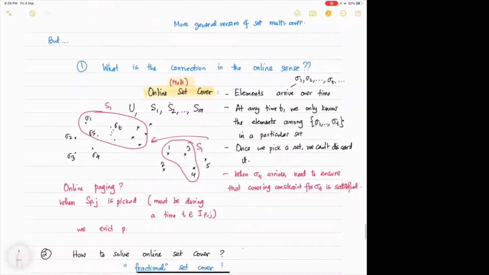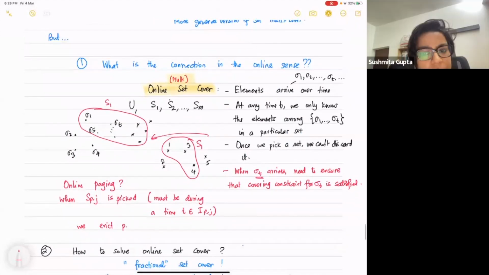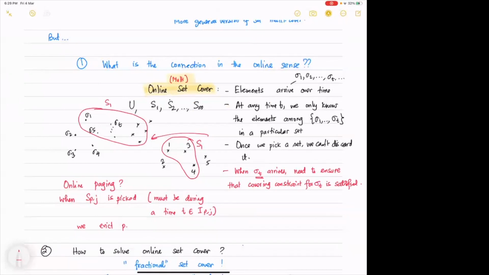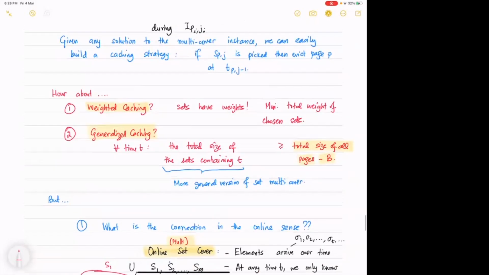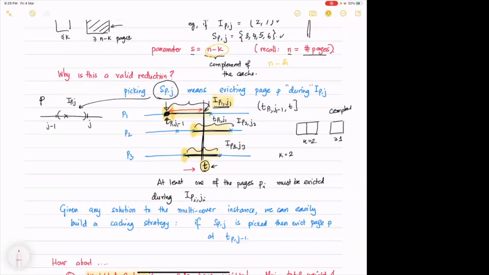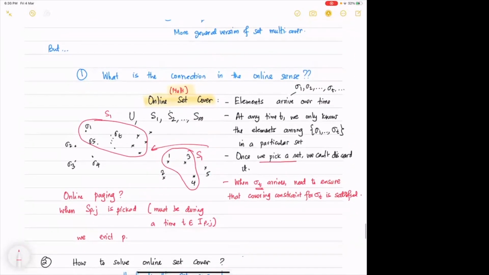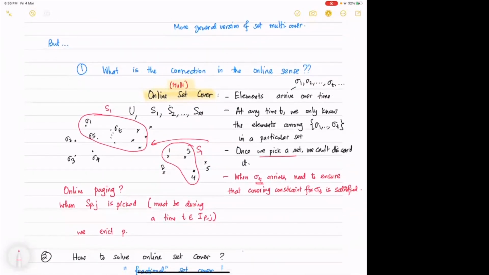And then, when an element sigma t arrives, you want to ensure that the set covering constraint for sigma t is satisfied. That is, if it's just a set cover problem, you want to ensure that you pick a set which contains sigma t in your solution. If it is a set multi-cover problem, you want to ensure that there are s sets which are covering sigma t in your solution, and so on. And once you pick a set, you cannot undo it. You cannot discard it later, because picking a set here means that you have evicted a page. So once you evict a page, you cannot go back and change that. So once you pick a set, you have to stick with it. That's where this online thing comes in, that you cannot change your decision as time goes along.